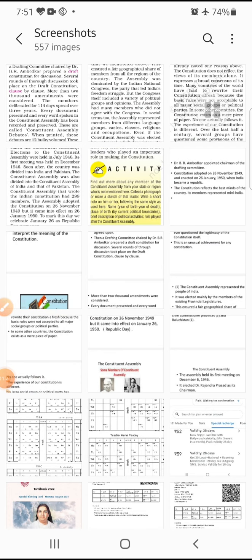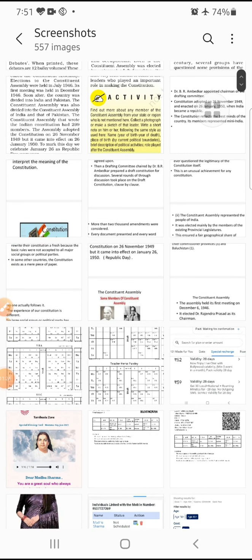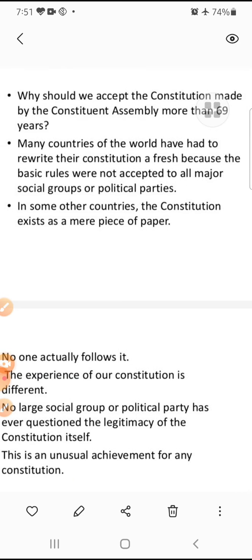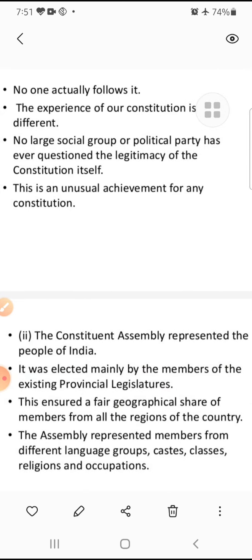I take you back to some figures and facts. We have discussed that it came into effect on 26th of January, that we celebrate Republic Day every year, and it came into effect in 1950. You must remember this date, and we have already discussed why we give so much importance to our constitution when we compare the constitution of our country and the constitutions of other countries.